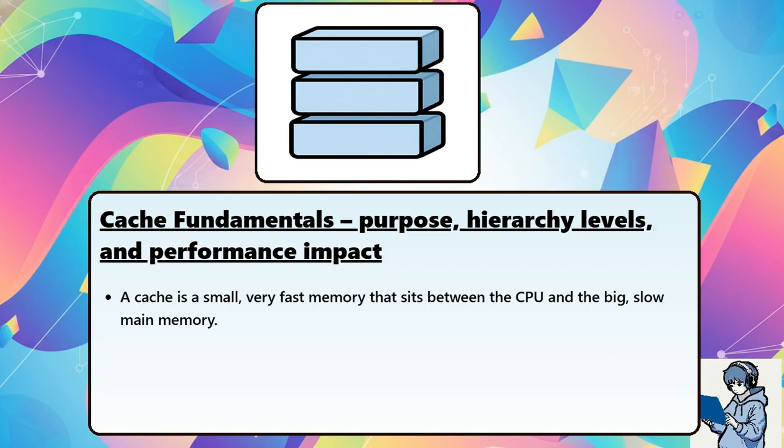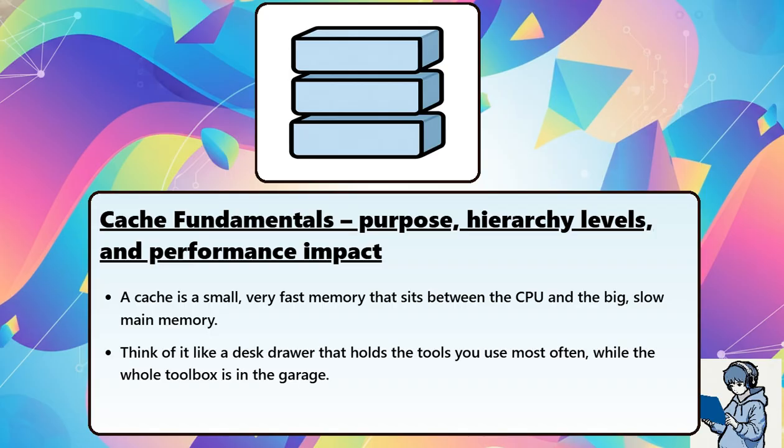A cache is a small, very fast memory that sits between the CPU and the big, slow main memory. Think of it like a desk drawer that holds the tools you use most often while the whole toolbox is in the garage. Modern computers use several levels of cache: L1, L2, L3.